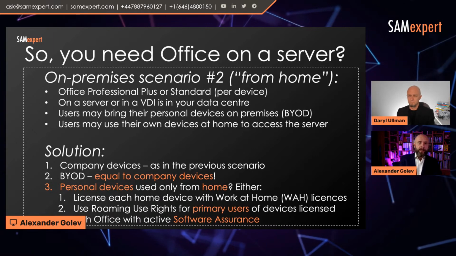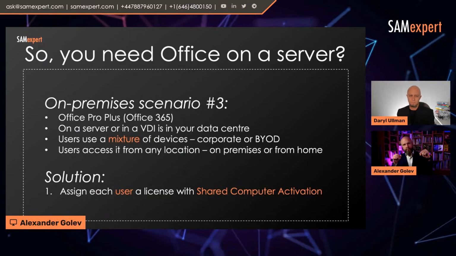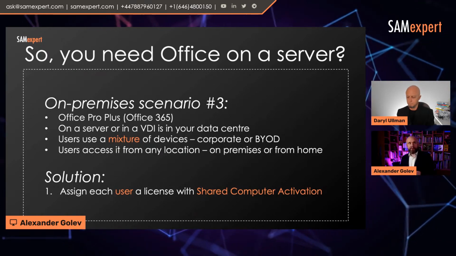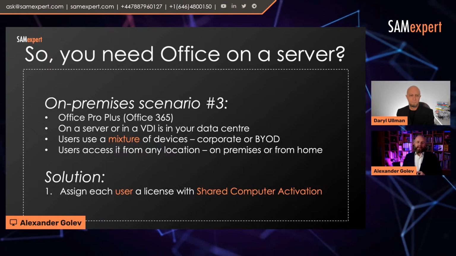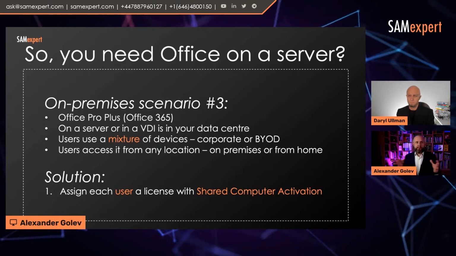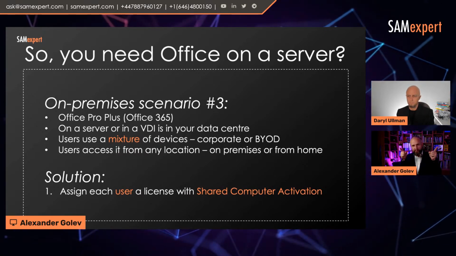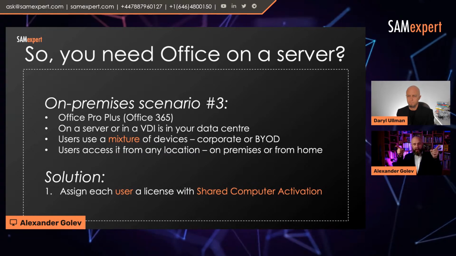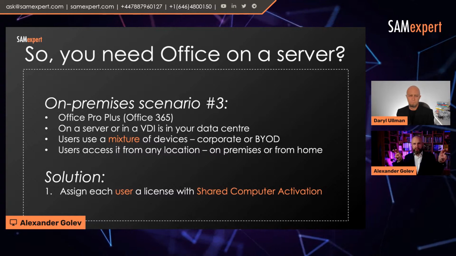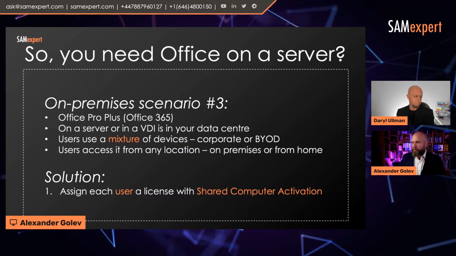It's a rabbit hole. So if you want to virtualize Office 365 on premises, put it on a terminal server in Citrix, then really it's on a server or VDI in your data center, used from a mixture of devices. Doesn't really matter. See how much simpler it gets with Office 365. All you need to do is assign each user a license with shared computer activation rights. Just make sure you assign them a proper package with shared computer activation.